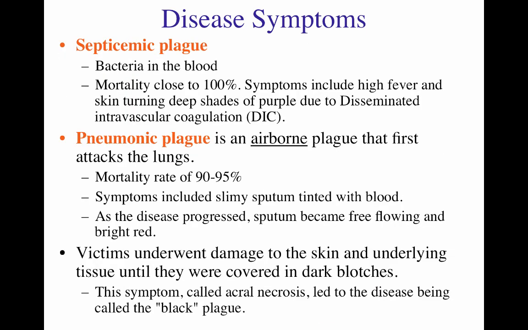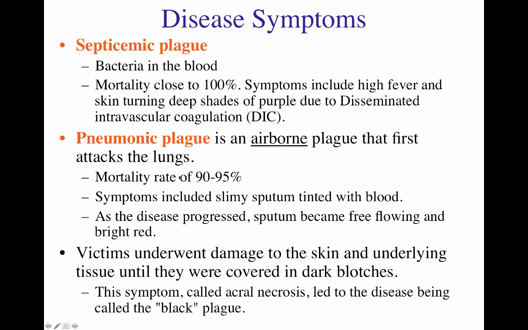And here is the septicemic plague. Now what we have is bacteria present in the blood. And these are cases that are going to lead to about 100% mortality. Now, once the bacteria is in the blood, it's going to cause really high fever. The skin is going to start to turn purple and black due to what is called disseminated intravascular coagulation, or DIC. Now, as it goes into the blood, it can then pass into the lung.